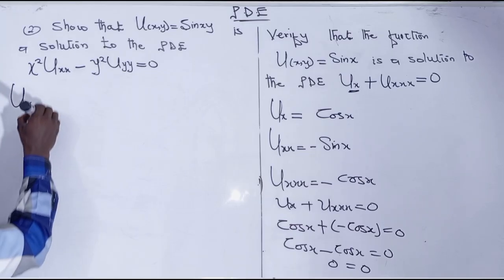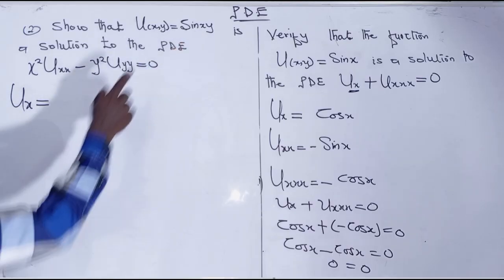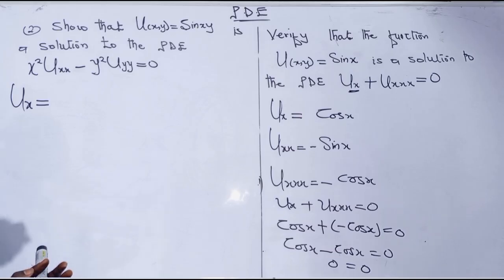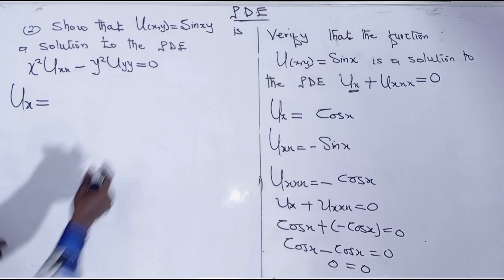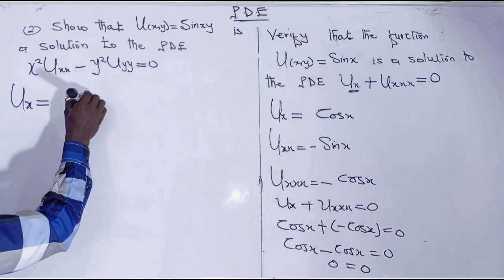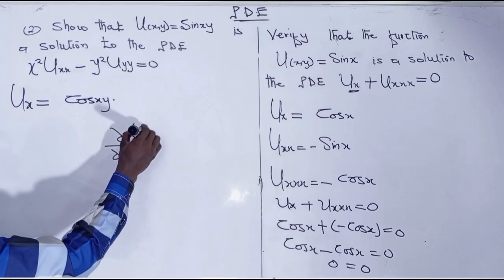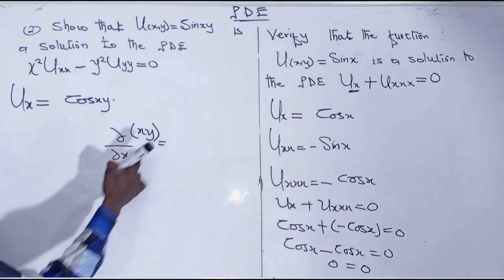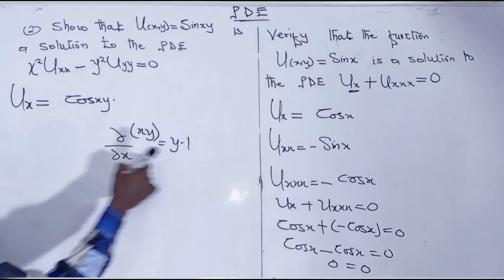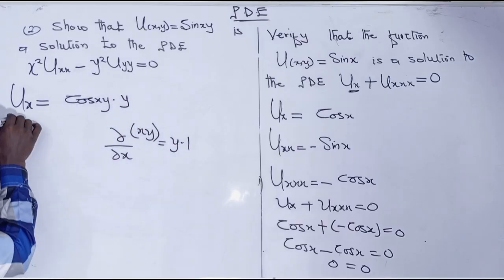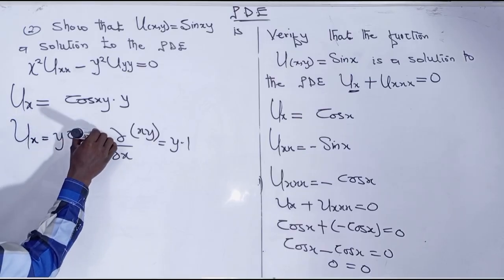So we have ux, the first partial derivative of sine xy with respect to x. With this, we apply the chain rule. We differentiate the outside, then multiply it by the derivative of the inside function with respect to x. When we differentiate sine xy, we get cos xy, then we multiply it by the derivative of the inside function. We are differentiating with respect to x, so y becomes a constant. Then we differentiate x with respect to x, we get 1. So we multiply by that, and ux is equal to y cos xy.